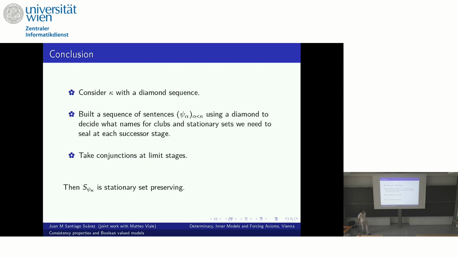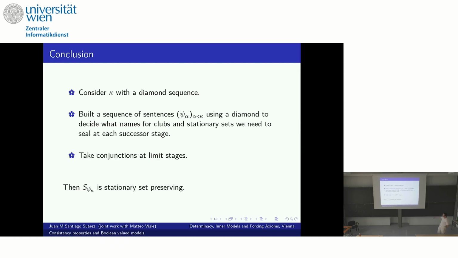So how do you finish with this iteration? Well, as they did in their proof, you take a diamond sequence. At each step, you seal one stationary set. You take conjunction at the limit stages because you are able to. And if the diamond tells you that every club and every name for stationary sets appear before, your finite poset is stationary set preserving and produces a model of the original sentence. If you recall, I said that we had a goal at the end of the line, and this was that goal. If your formula is nice enough, and I'm not going to formalize that today, you can do all this iteration and get to a stationary set preserving forcing.